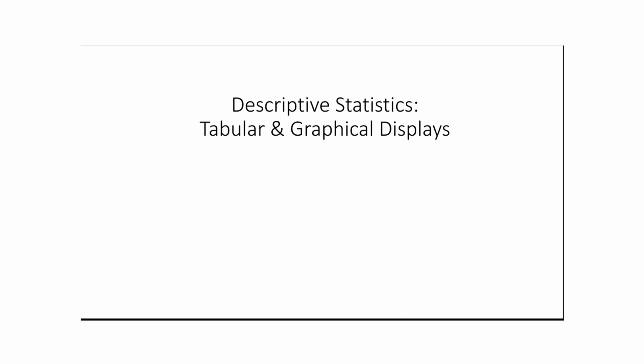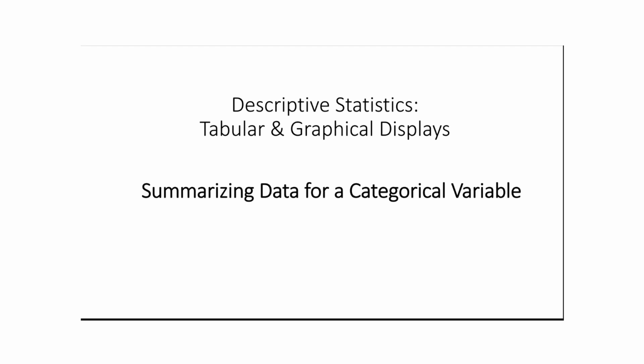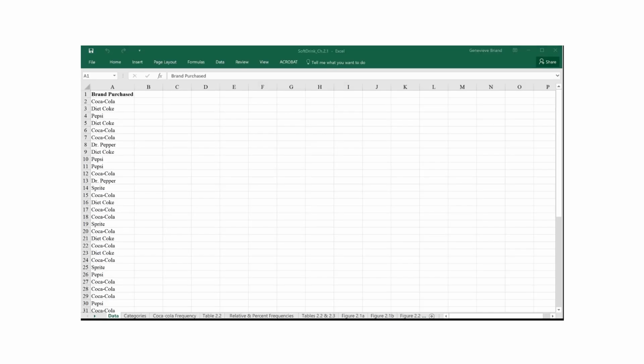In this lecture, we are looking at data visualization, so the use of graphical displays to summarize and present information about a dataset. Specifically, we're looking at summarizing data for a categorical variable. For a given dataset, we can construct frequency distributions, relative frequency distributions, or percent frequency distributions.